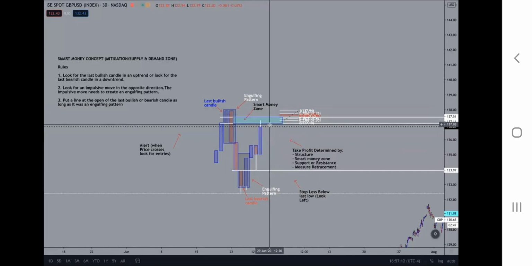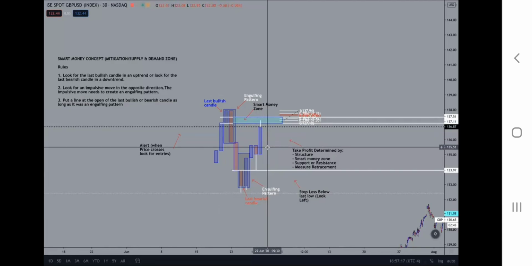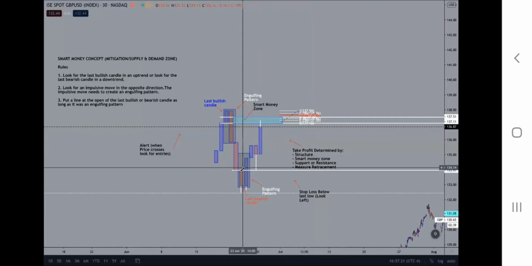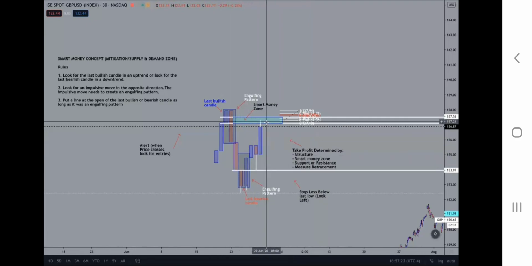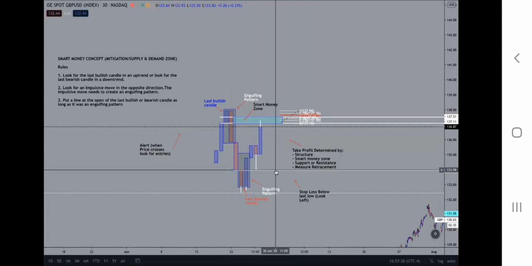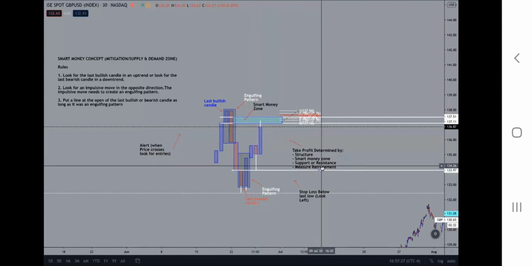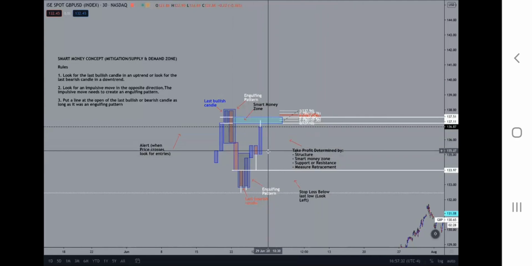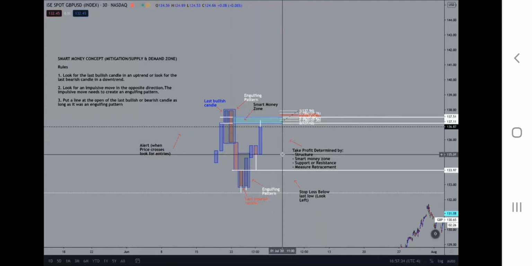And your take profit, I usually go for a 1-to-1, or I follow structure, whether it's another smart money zone. So if this were a smart money zone down here, for the sell, I would take this down and I would sell it to here, or support and resistance. Or I might measure the retracement and say, hey, I'm going to sell down to the 618 on the Fibonacci, and that's where I'll exit the trade.